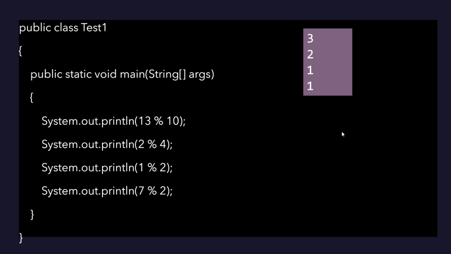Another thing I wanted to talk about with the modulus operator is that if there is a smaller number as the first number and then the larger number as the second number, the result will always be the smaller number. So in this case, for the second and third lines here, System.out.println 2 modulo 4 would be 2, and System.out.println 1 modulo 2 would be 1, because they're the smallest one. If the smaller one comes before the larger one, the modulo operator will always return the smaller number.